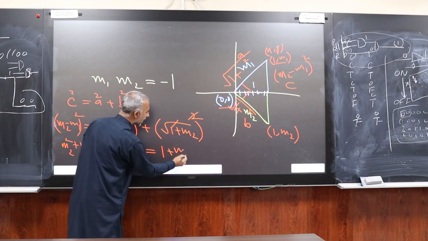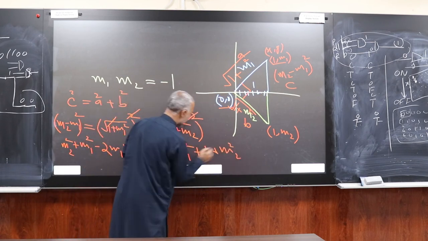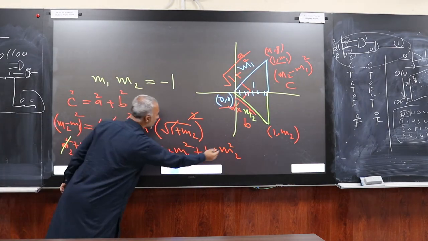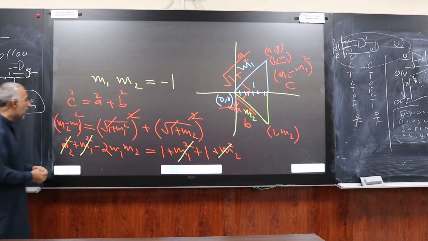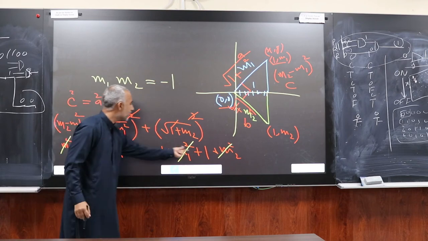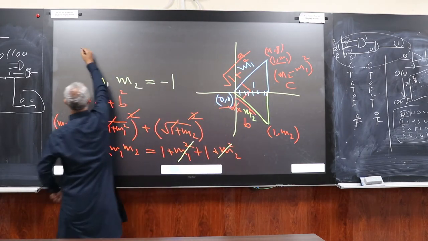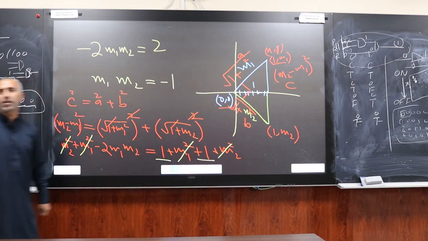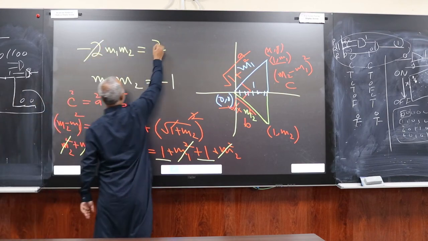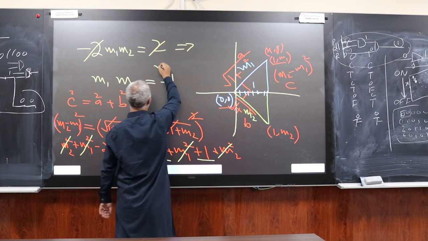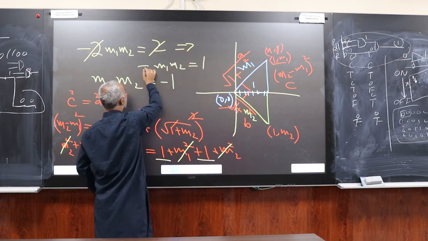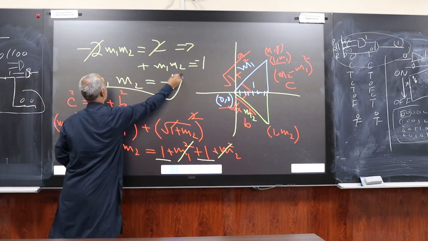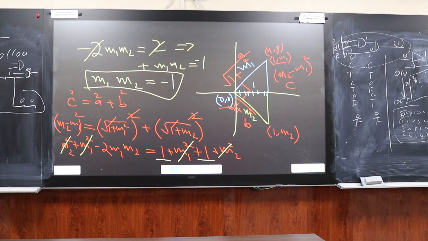Here 1 plus M1 square, 1 plus M2 square. But children, if you are adding up, let's cancel out. M1, M2 squares will be cancelled out, this one. M1 will be cancelled out, this one. Now you have this one, minus 2M1 M2, and 1 plus 1, 2. So you can express minus 2M1 M2 and this one, plus 2. Cancelled out this one, you will get somehow M1, M2, and 1. By multiplying both sides by a negative sign, you will get a negative sign here. This one is positive. So M1 M2 equals minus 1, proved this one. But this was not okay.